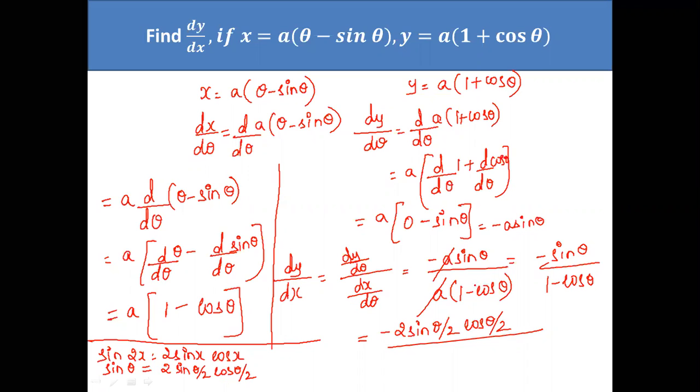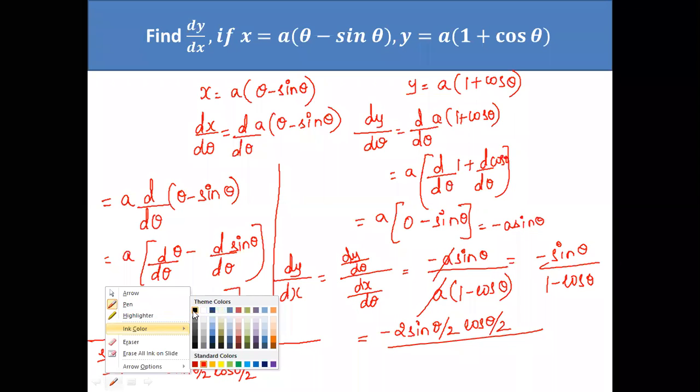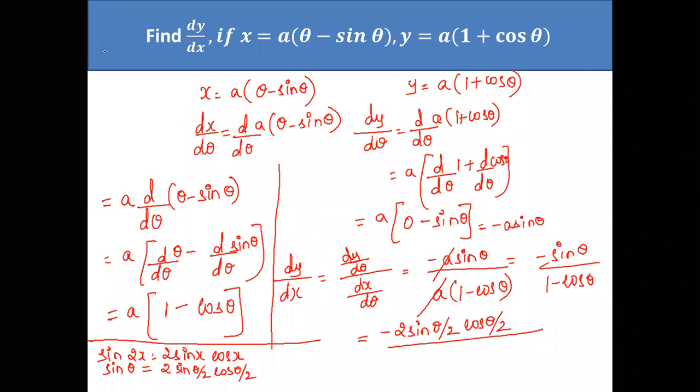If it was 1 plus cos theta, then we would use 2 cos square theta by 2. Now it is 1 minus cos theta. What should be the substitution? If it was 1 plus cos theta, then what is the formula for cos 2x?